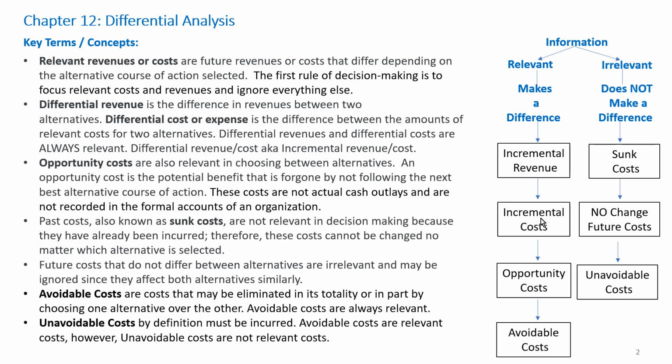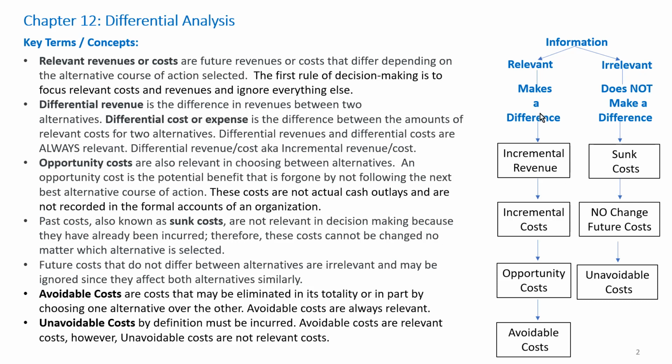Now let's look at opportunity cost. Opportunity costs are always relevant in choosing between alternatives as well. An opportunity cost is a potential benefit that is foregone by not following the next best alternative course of action. These costs are not actual cash outlays and are not recorded in the formal accounts of an organization.